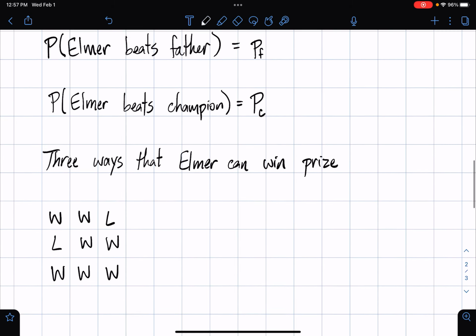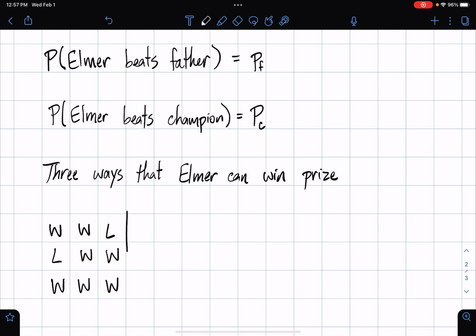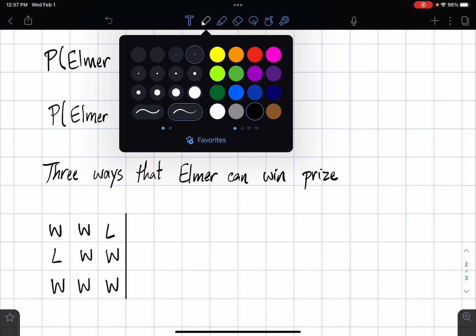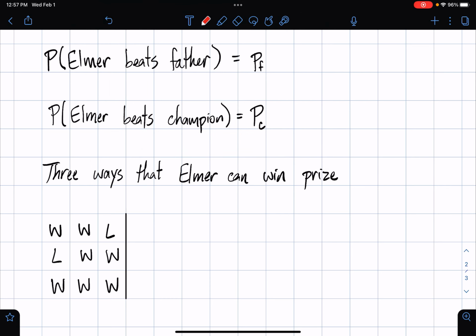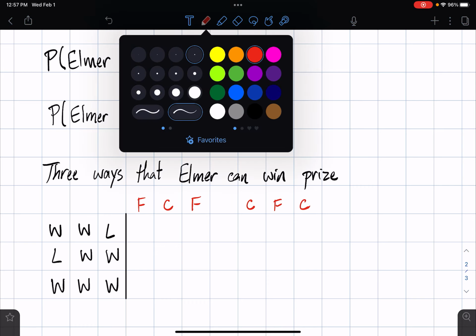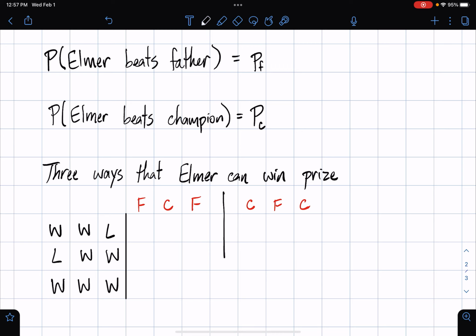All right, and now we want to compare these different probabilities. So if he plays father, champion, father, or if Elmer plays champion, father, champion. Okay, what are the probabilities of these different outcomes? So the first one is the probability that Elmer beats father is PF, and champion PC, and then loses to father, well, that's 1 minus PF.